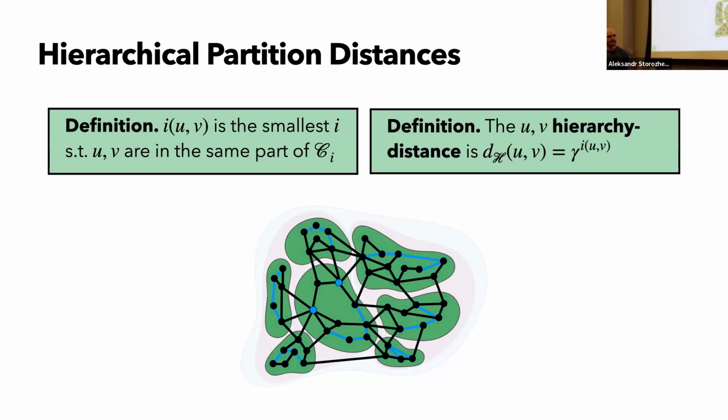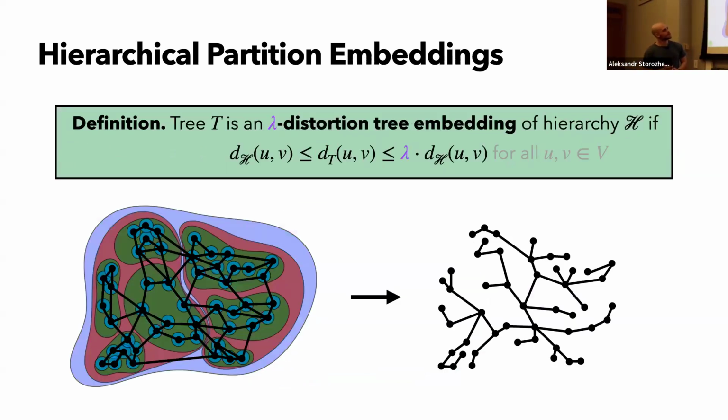Okay. What does this have to do with tree embeddings? Well, I'll say that a subtree, a subgraph of my original graph, T, is a lambda-distortion embedding of the hierarchy if you preserve all distances up to this multiplicative lambda. In particular, the distances between any two vertices u and v in the tree should be at most lambda times their original distances, and should only be larger than their original distances.